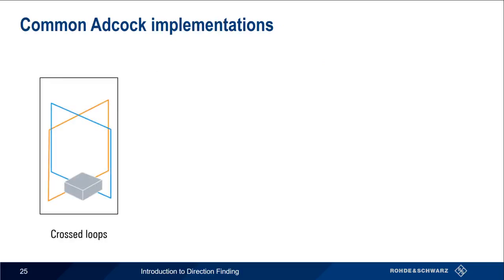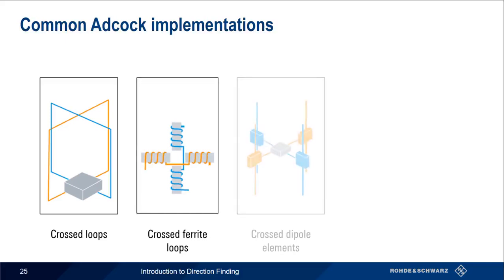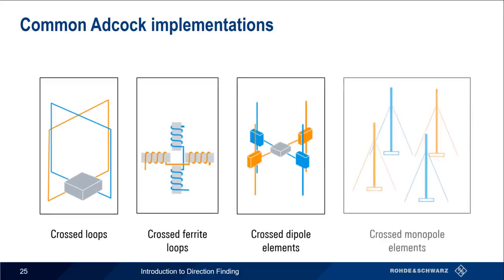In addition to cross loops, there are a number of different ways to create Adcock antennas, or antennas that yield the desired pair of figure-8 patterns. These include things like crossed ferrite loops, where the loops are wound around conductors, as well as the crossed dipole elements and crossed monopole elements that we mentioned earlier, the latter being more appropriate when we have a ground plane, and the former better suited for pole or tower-mounted applications.